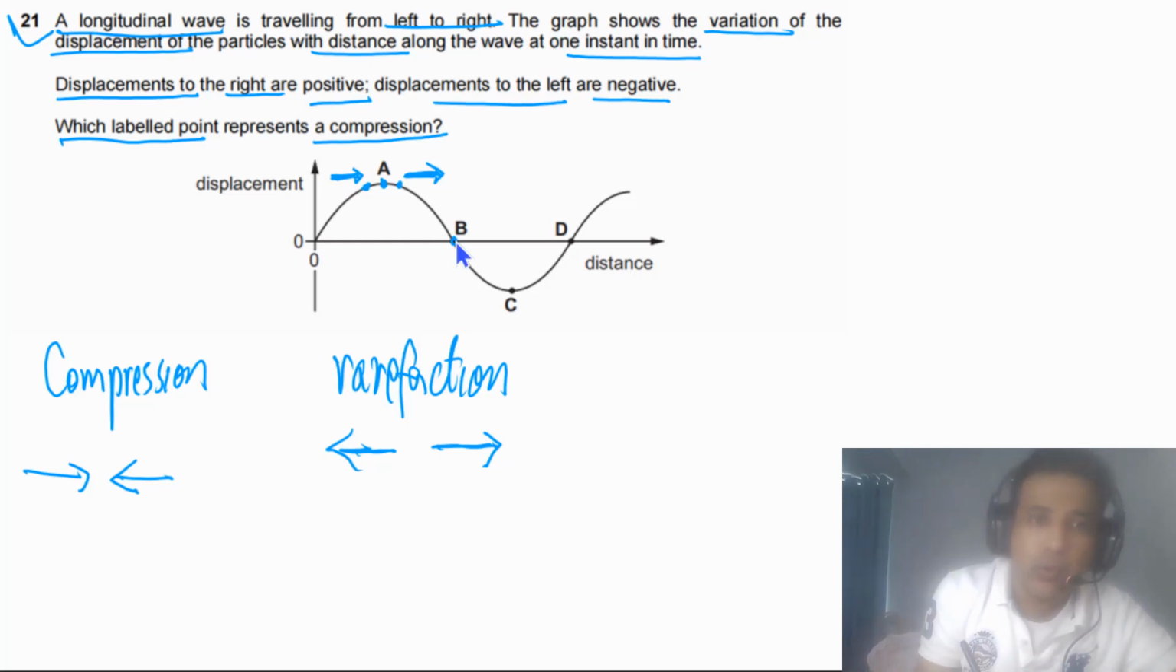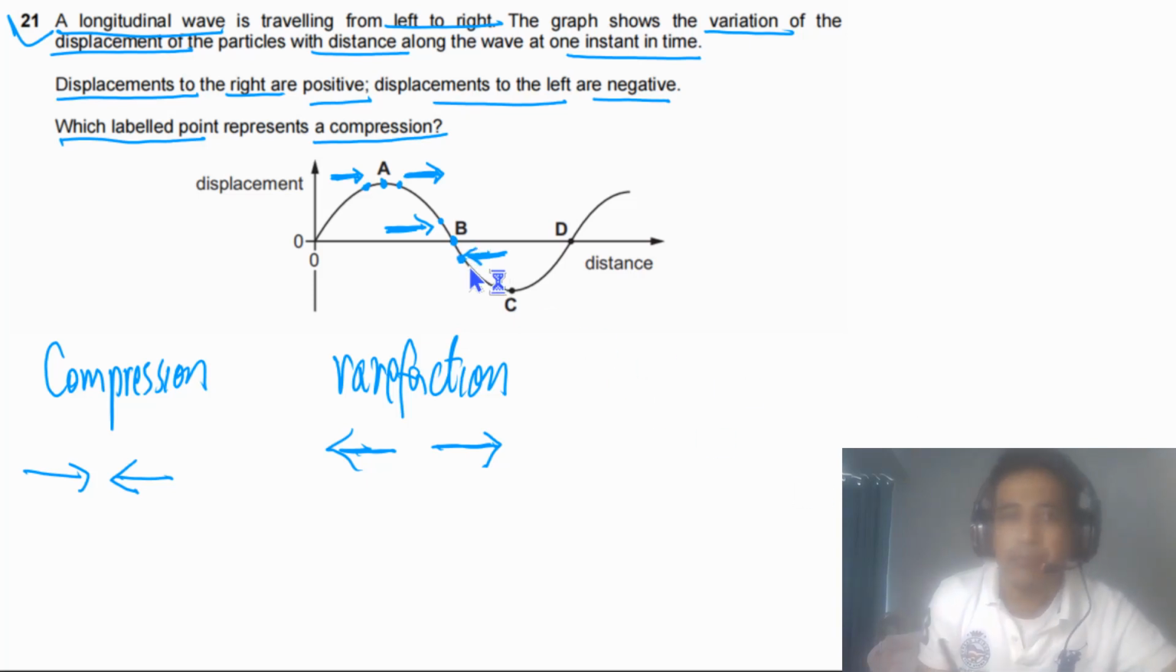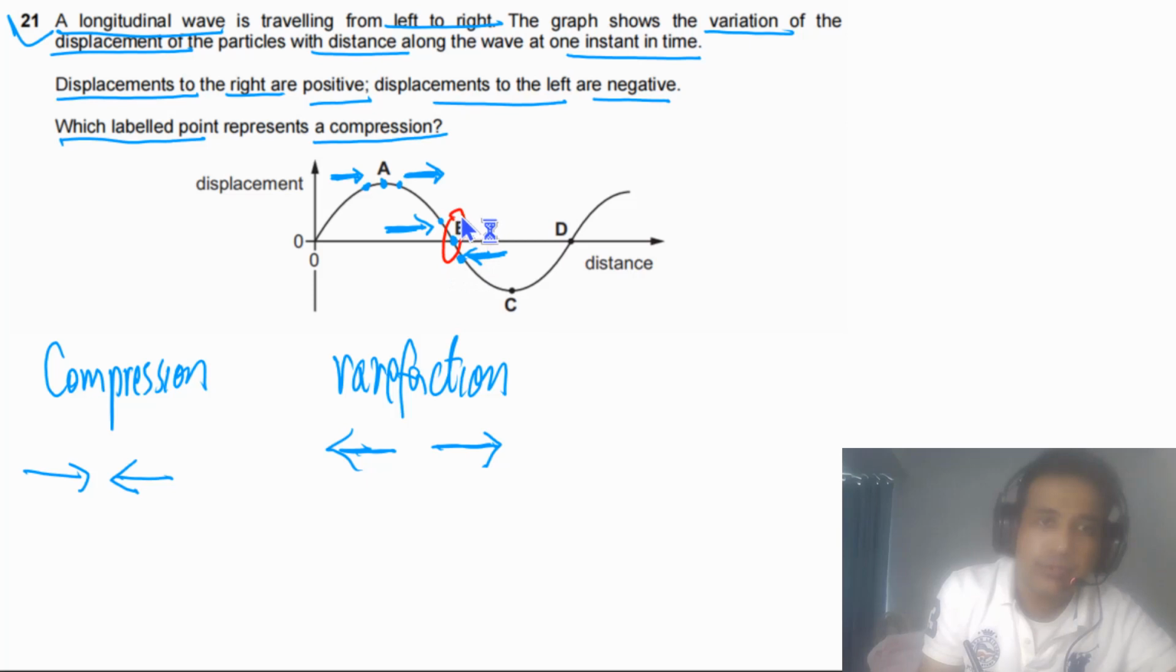Now if you look at point B, we can choose two points. Here we have one particle with positive displacement, meaning this particle is moving to the right, and if we take another particle here, this particle is moving to the left because its displacement is negative. It means this one is compression. So at B we have compression.